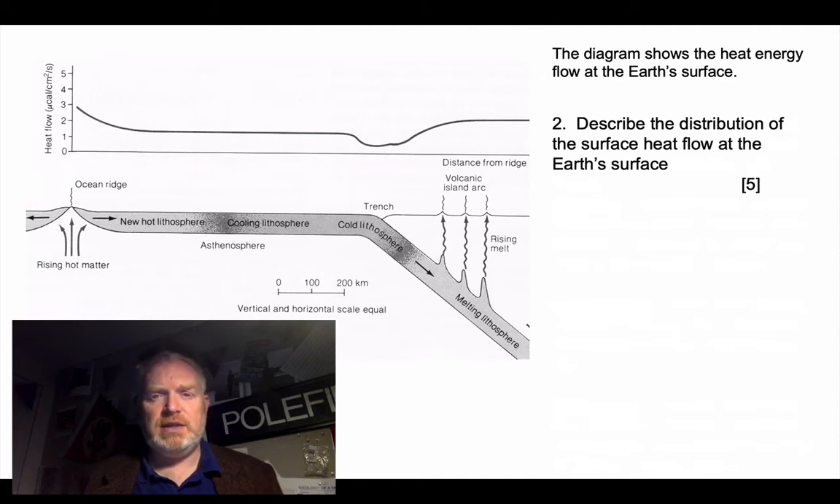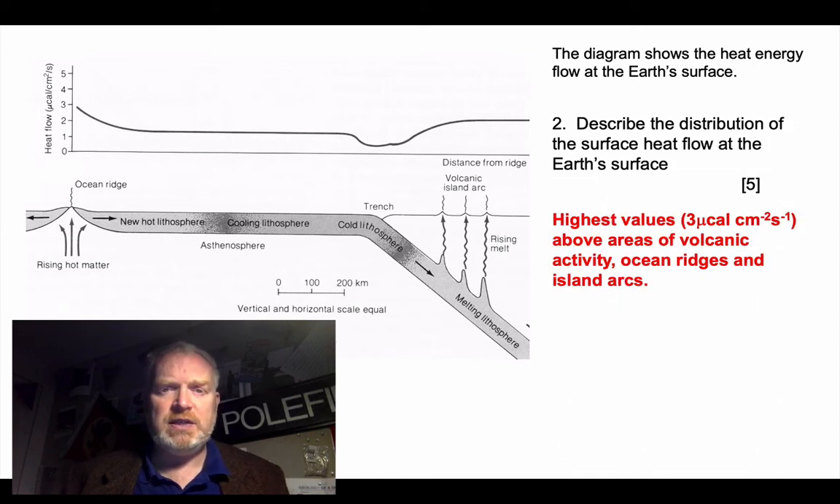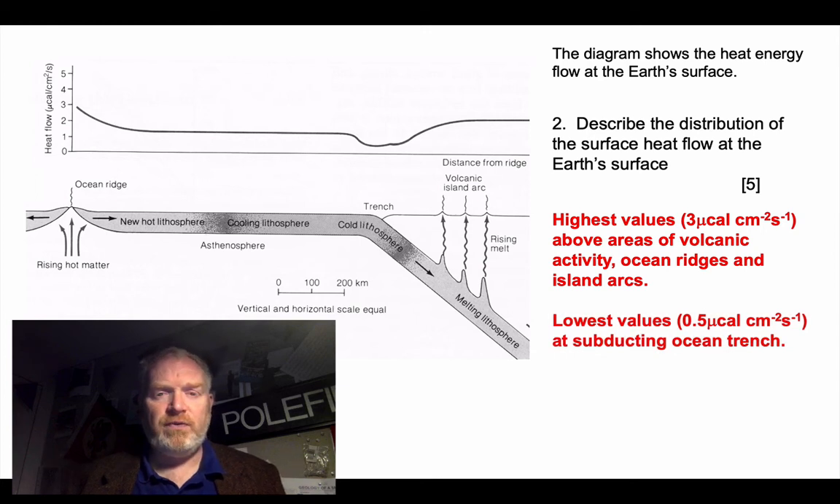The second question then is quite straightforward, asking you to describe the distribution of the heat flow at the Earth's surface. Now I've made this a 5 marker, looking for a comprehensive answer. If this was an exam, that may only be 3 marks, for example. But we can talk about where the highest values are. And they're clearly linked with areas of volcanic activity, the ocean ridge and also the island arc. The lowest values then we can find at the subducting trench, where cold lithosphere is being pushed down or dragged down back into the mantle.